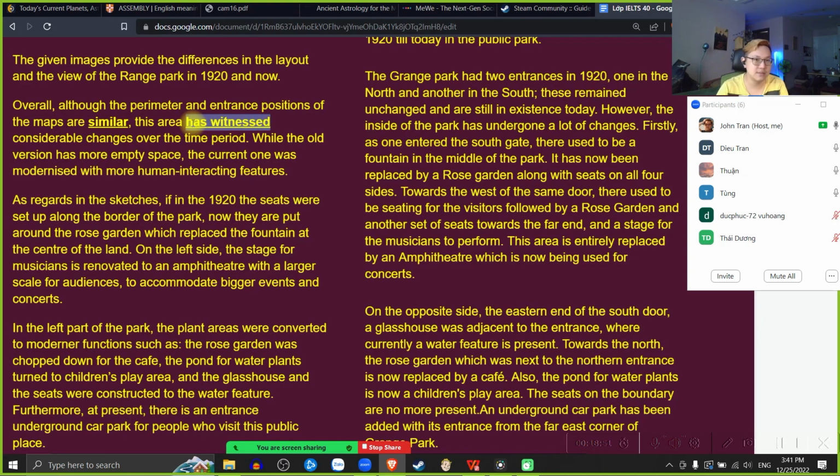This area had witnessed over time the area while the old version. Trong cái phiên bản cũ, cũng được đấy, has more empty space. Phiên bản cũ thì là had. It's a past thing, you know. Had more empty space. The current one, cái chỗ này là nên là has been modernized, đã được hiện đại hóa. Mình dùng hiện tại hoàn thành đơn đi. Once again, present perfect simple has been modernized with more human interacting features. Đã được làm hiện đại hóa với nhiều cái thứ mà tương tác với con người hơn. Wow.